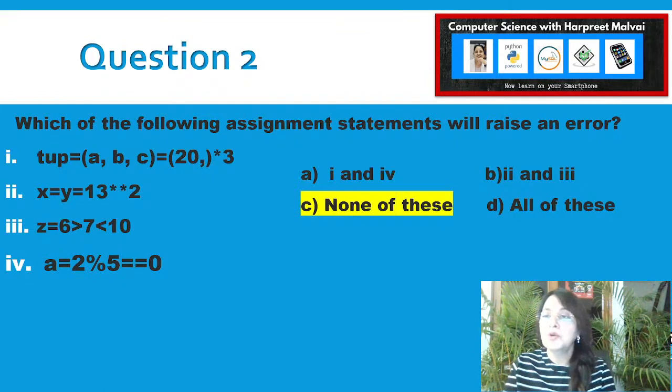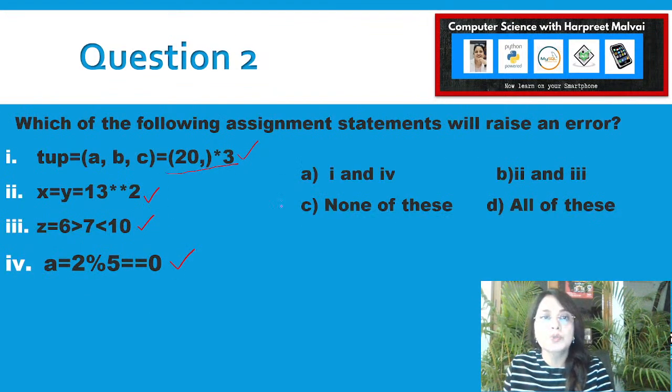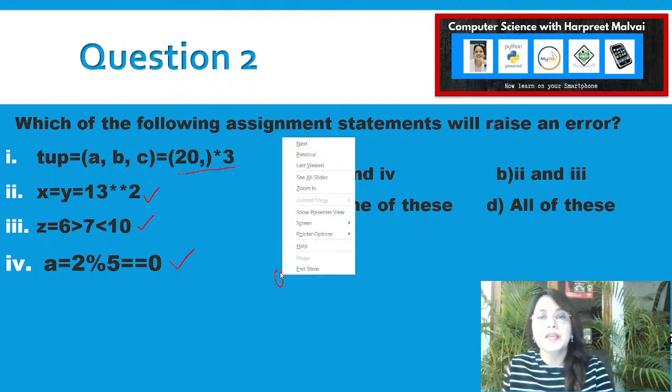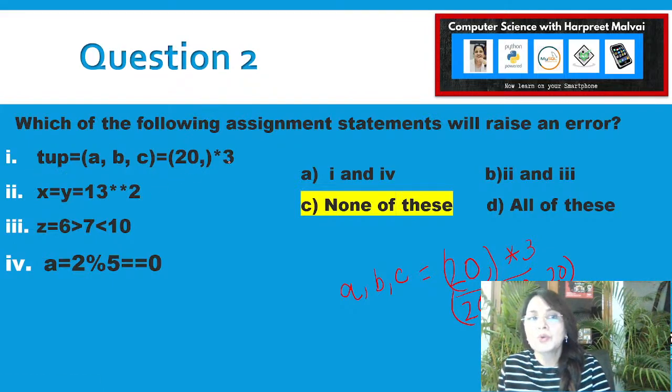I hope you've got this. So Dharmendra, you want the first one explained again? The first one out of these, question 2 itself? Okay, so the answer is none of these, Sumit. A, comma B, comma C is assigned the value 20 because this is a tuple and I've multiplied it by 3. This is actually like writing 20, comma 20, comma 20 in a bracket. So I'm assigning each of these variables the value 20, and then that gets assigned to this variable tuple, TUP. So this one is correct.